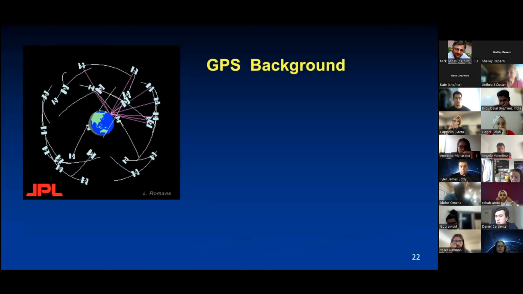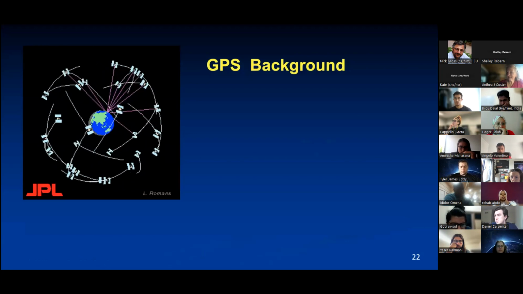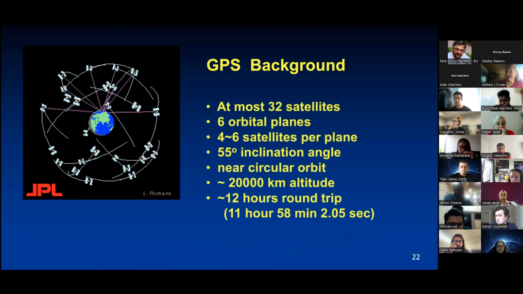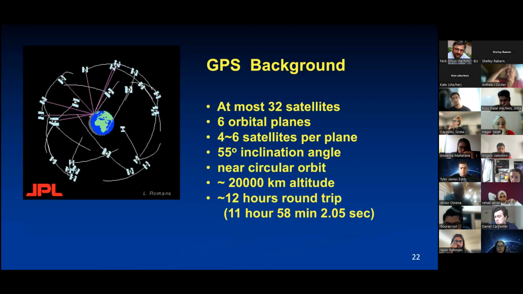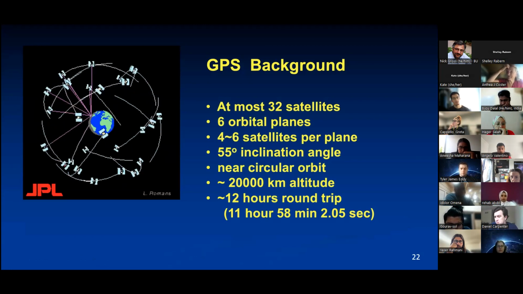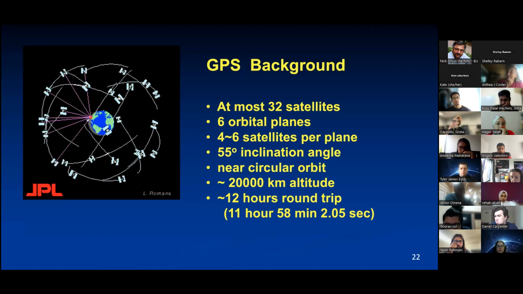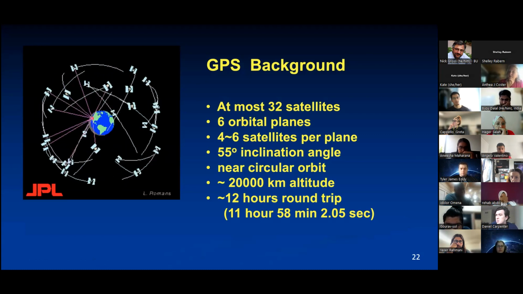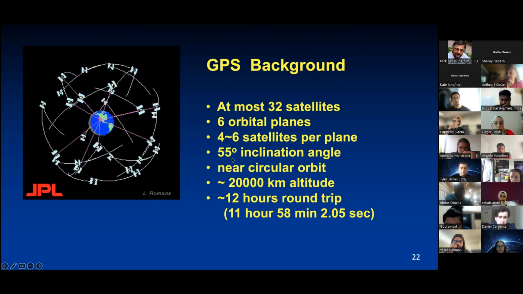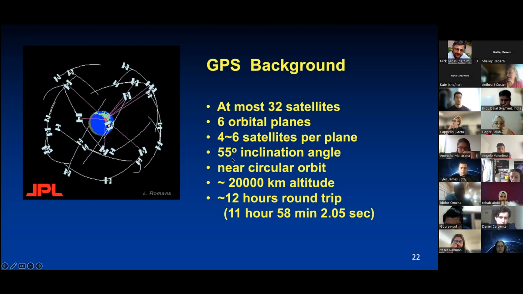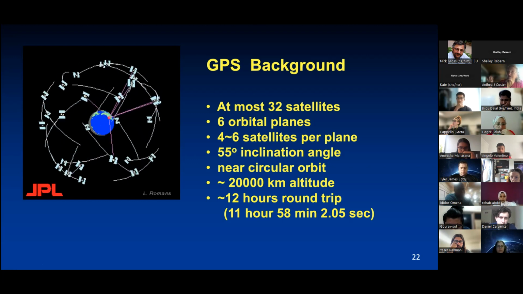So just to give you a bit of background on GPS, based on their current signal structure, they cannot have more than 32 satellites. And right now there are 31 that are operational. They're in 6 orbital planes. Those orbital planes are at 55 degrees elevation, and I just want to say that because actually it's 53 degrees elevation.